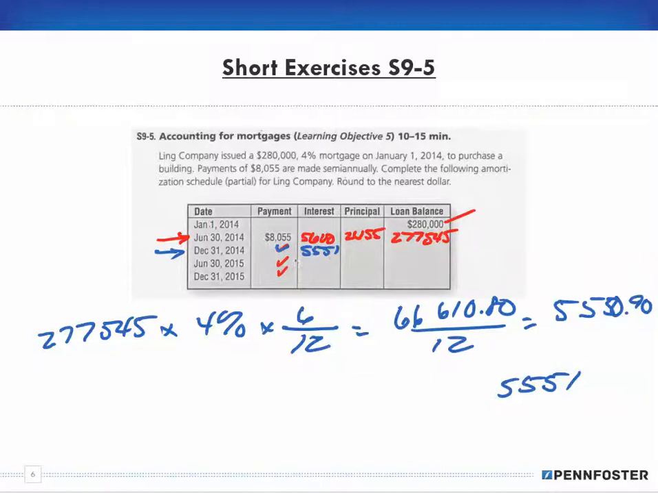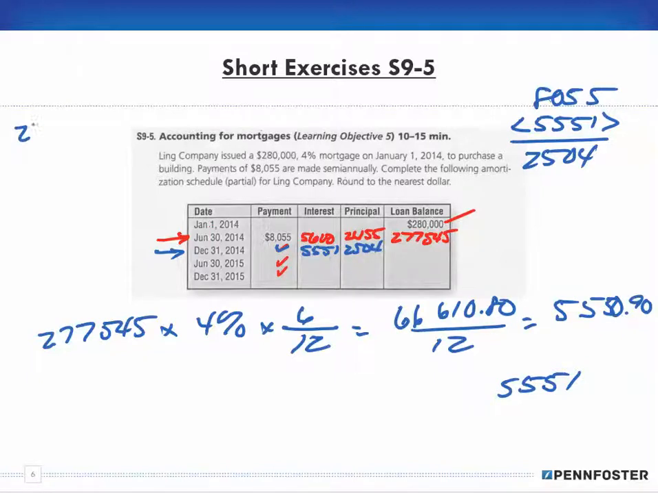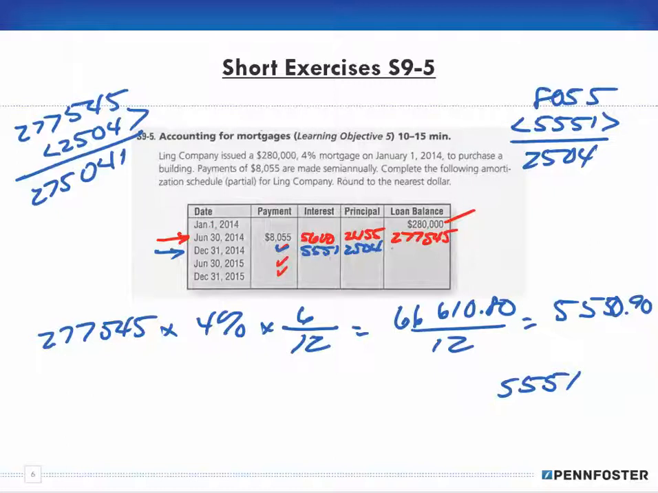If that's our interest and our payment was 8,055, we subtract the 5,551 and we get a principal amount of $2,504. Now, our previous loan balance was 277,545, and we subtract the principal that we paid, the 2,504, and that gives us a new loan balance of 275,041.